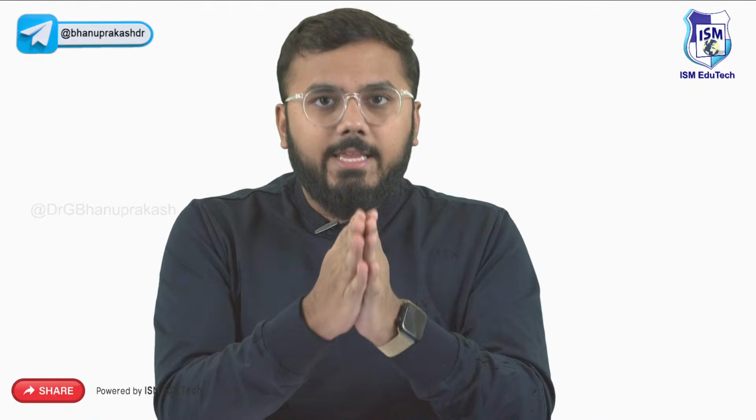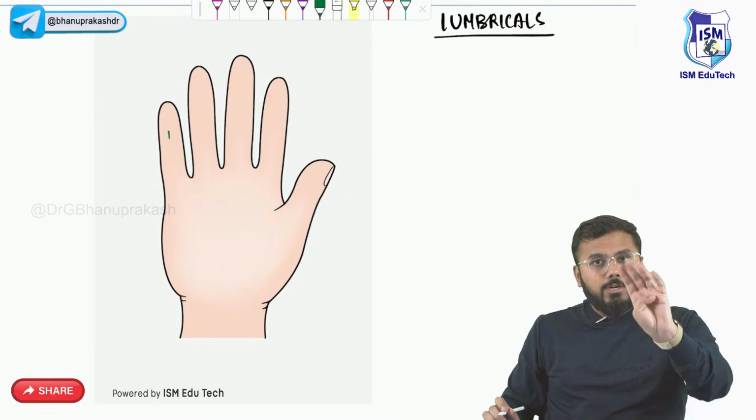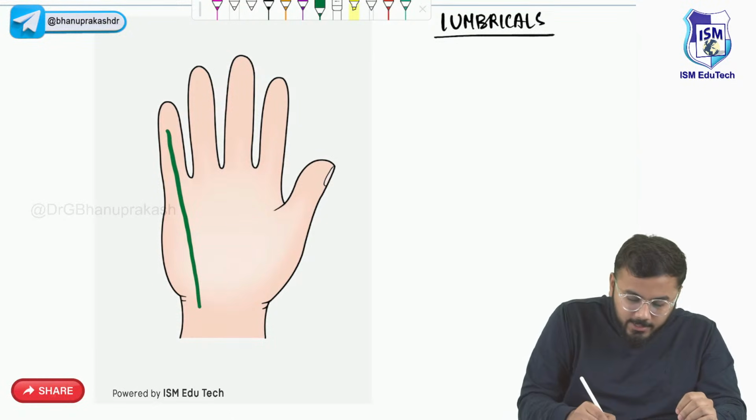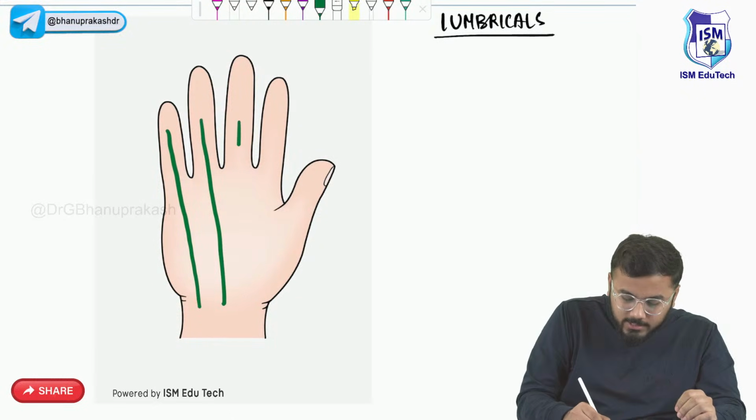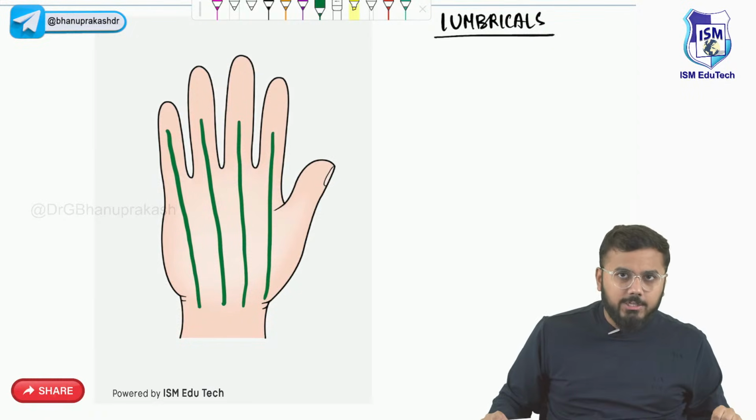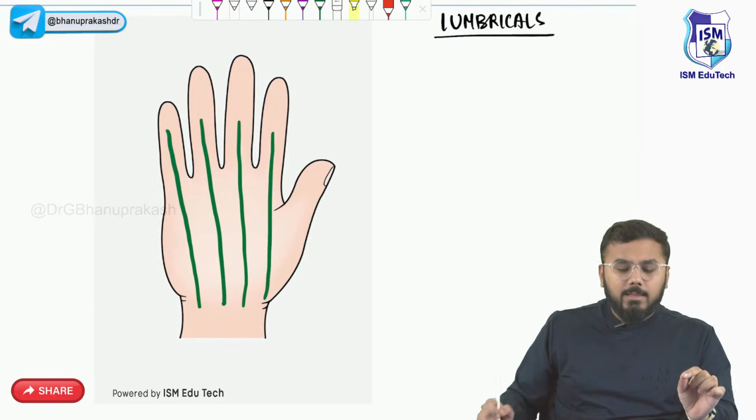That is the same thing I was telling you, the lumbricales. What is the origin of lumbricales? Lumbricales originate from flexor digitorum profundus. How many tendons of flexor digitorum profundus do we have? Exactly 4 tendons. Let us say this is one tendon of flexor digitorum profundus, this is the second tendon, this is the third tendon, and this is the fourth tendon. So 4 tendons of flexor digitorum profundus are there, right? Now from here the muscle starts.